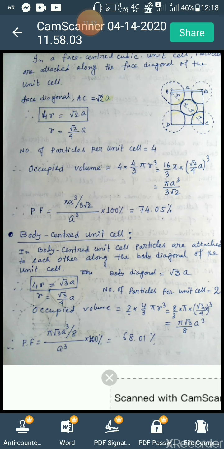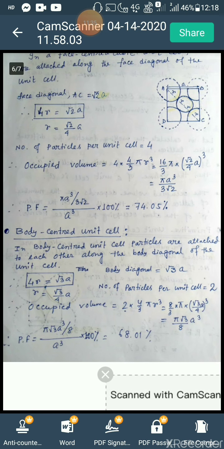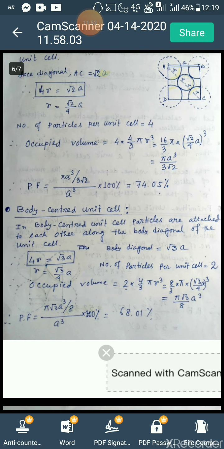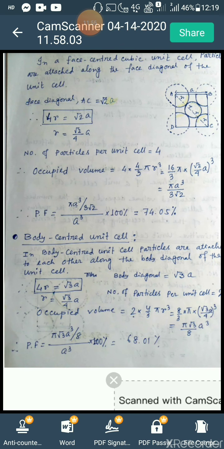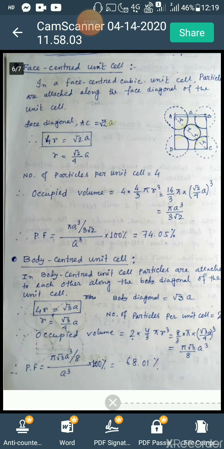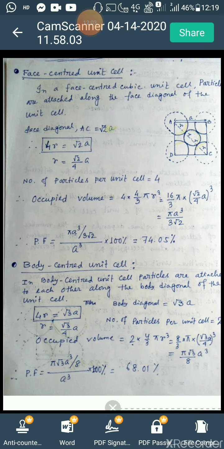Now, in body centered unit cell, we know the number of particles per unit cell is 2. So the volume occupied is 2 into 4/3 pi r cube. You have to put the value of r. Then we will get the volume occupied equal to pi root 3 a cube by 8. So the packing fraction is pi root 3 a cube by 8 divided by a cube into 100%, that is 68.01%. You should take a screenshot of the calculation of packing fraction in cubic unit cells.